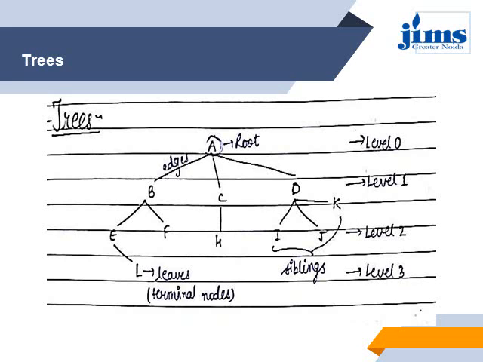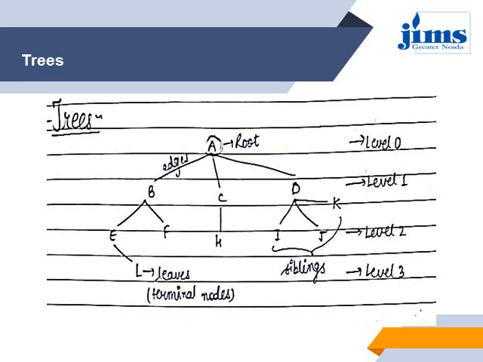And then the nodes that are at the same level are known as the siblings, whereas those nodes which are at the terminal level, that means the last level, which do not extend further, are known as the leaves.